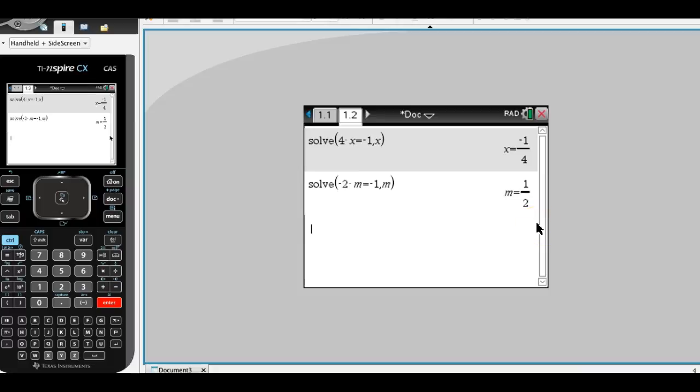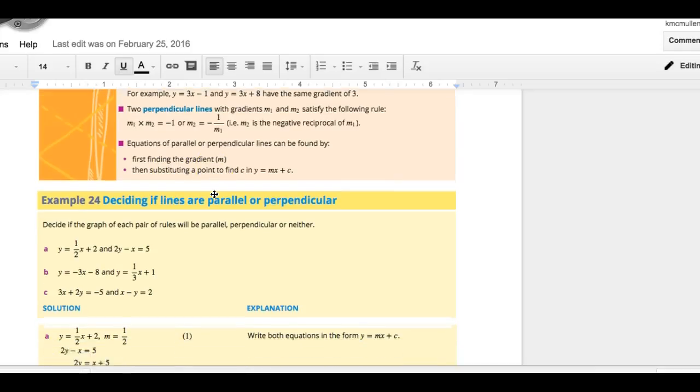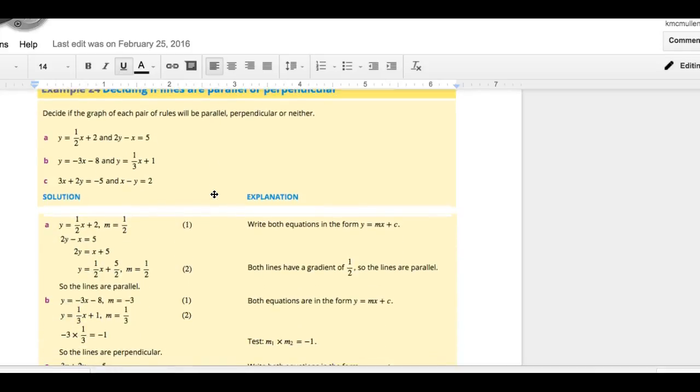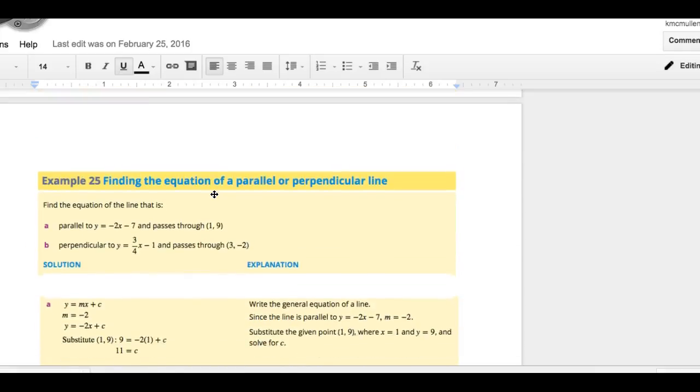Now, for some of you, you'll be able to see straight away what the other gradient is, but I strongly encourage you to use this formula. Okay, and we're going to use that when we go through solving some of the questions. Okay, so let's go back to our key ideas. Okay, so there's examples on here. I'm not going to go through them. Okay, you can read through them as well.